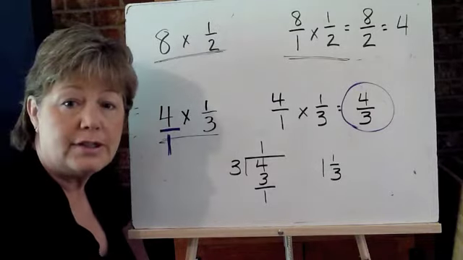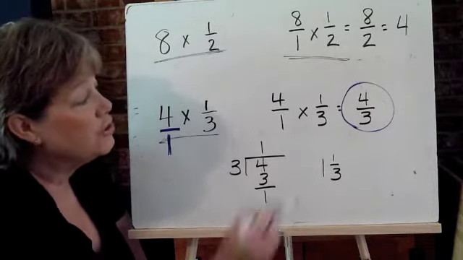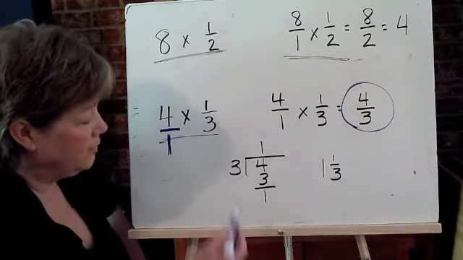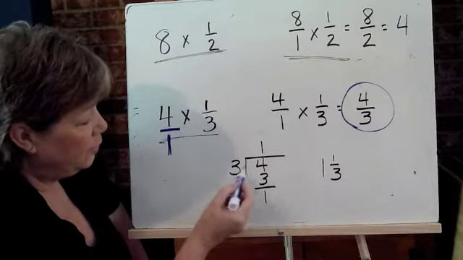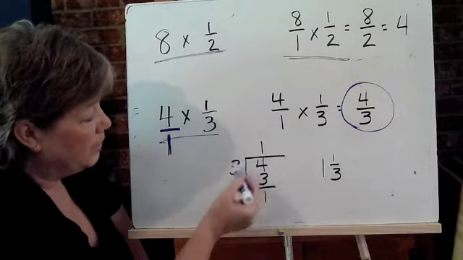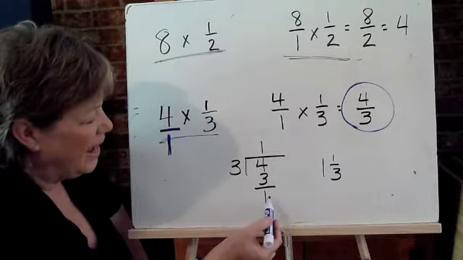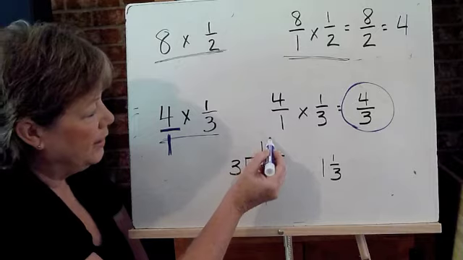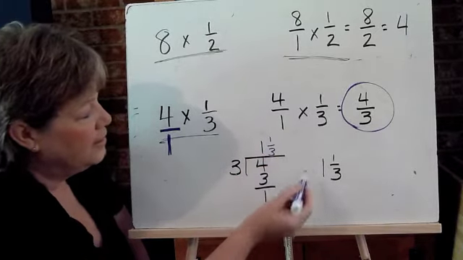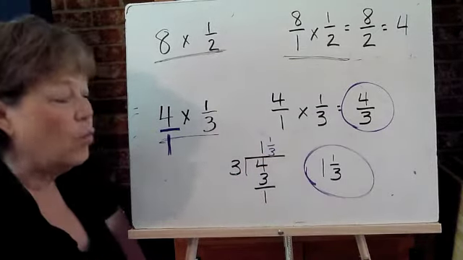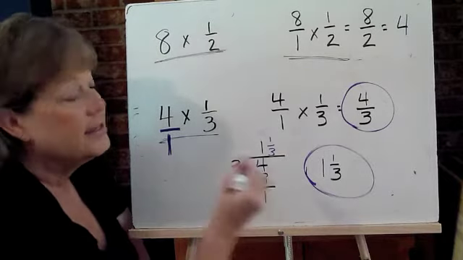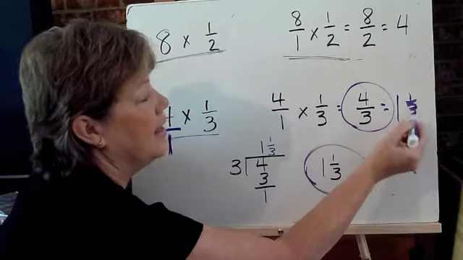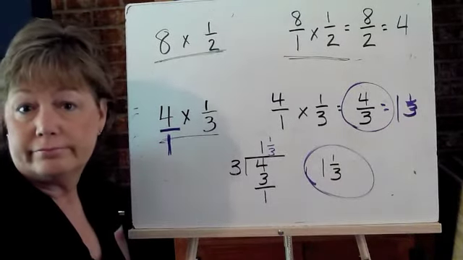And usually you want to simplify that. You simplify that by dividing the denominator into the numerator. So I've set it up for us. 3 into 4 goes 1 time. 1 times 3 is 3. I subtract, and I have 1 left over. I have 1 out of 3 left over. So my answer is 1 1/3. So that tells me that 4/3 is the same thing as 1 1/3.